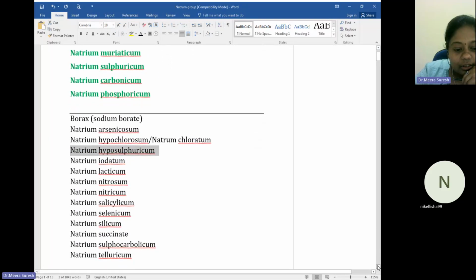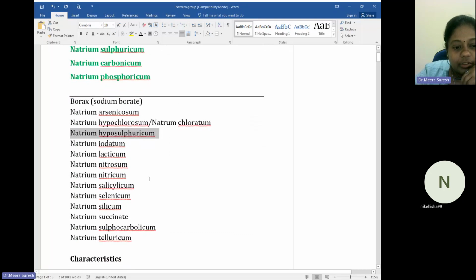And we have such a lot of other remedies which you don't have to study. Among this, borax. All the other things are with natrum itself. Borax is sodium borate, so that also is included in the natrum group. Then I have seen some senior professors prescribing natrum especially for respiratory complaints. Other than that, I have never seen anyone prescribing these medicines, nor have I.